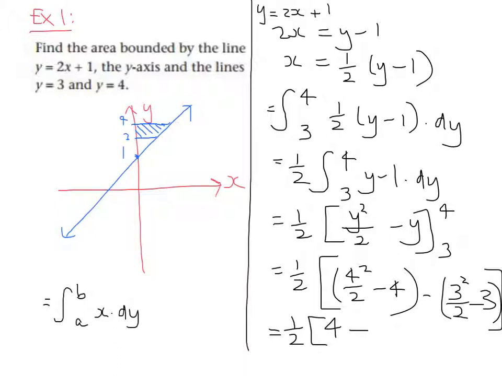Minus, and we may need a bracket if this is negative, or just be aware that it's going to change to a plus, which this one won't. So 3 squared is 9, 9 divided by 2 is 4.5, minus 3 is 1.5. So it's 4 minus 1.5 on 2, and I'm just going to do this here. A half times 2.5, or 5 on 2, which is 5 on 4 units squared.